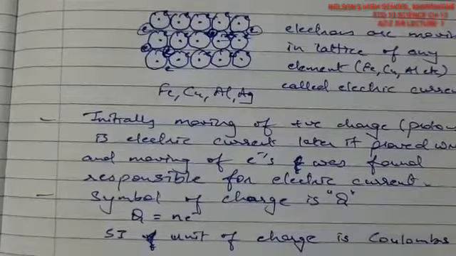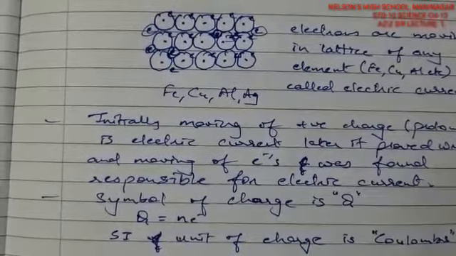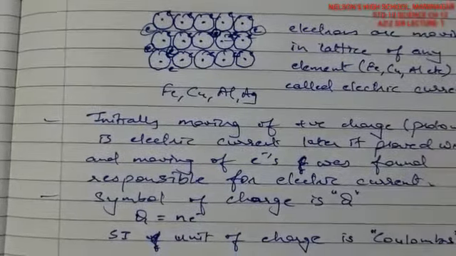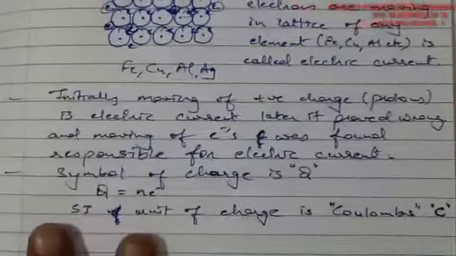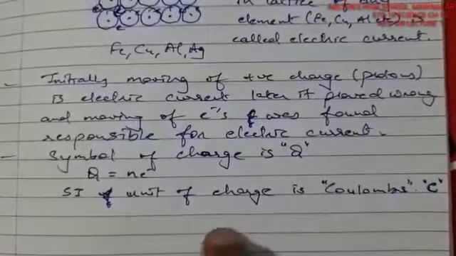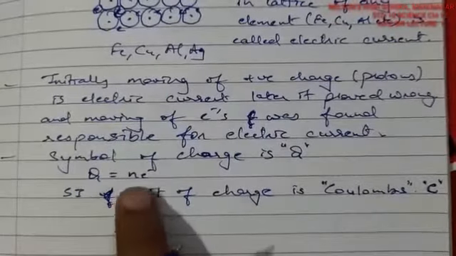Fine, coulombs. So the SI unit of charge is coulombs, and the symbol is taken as C.